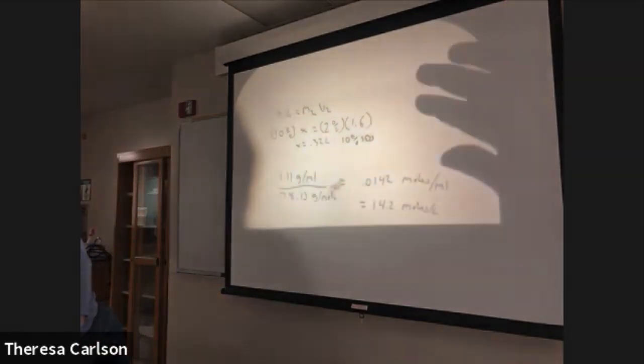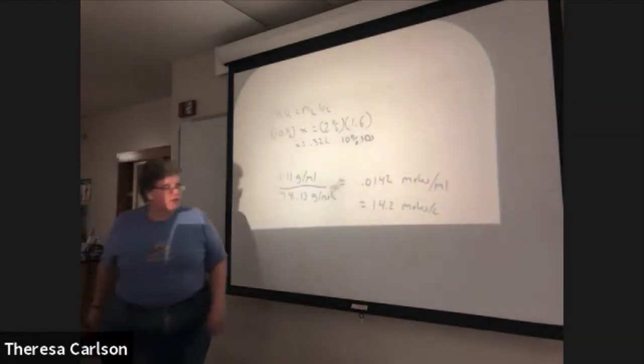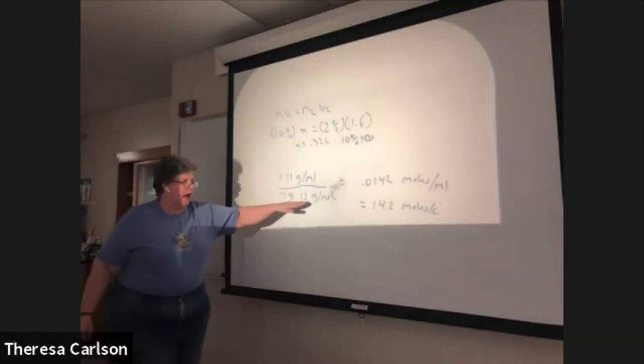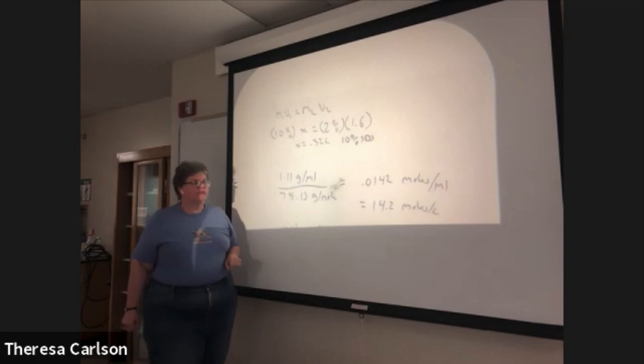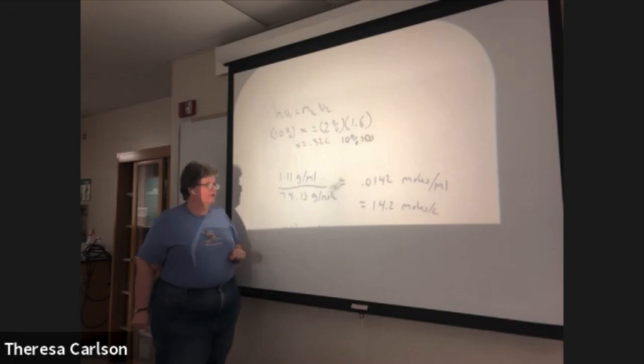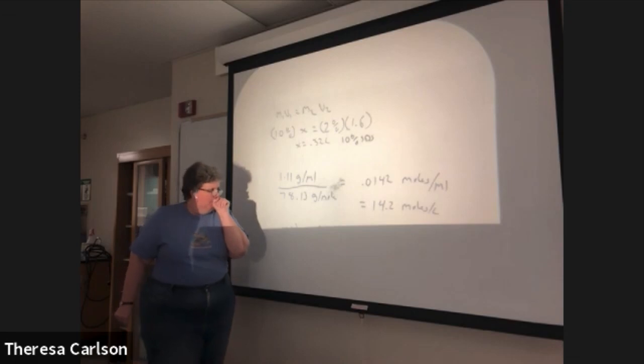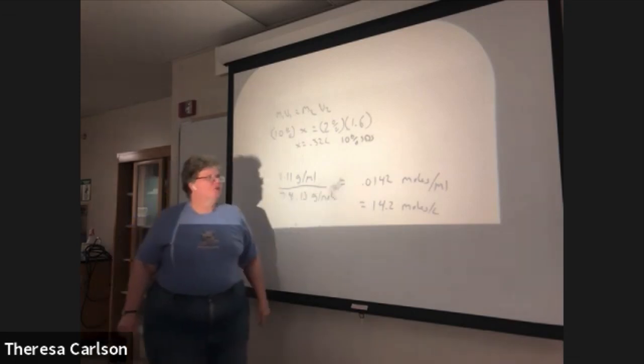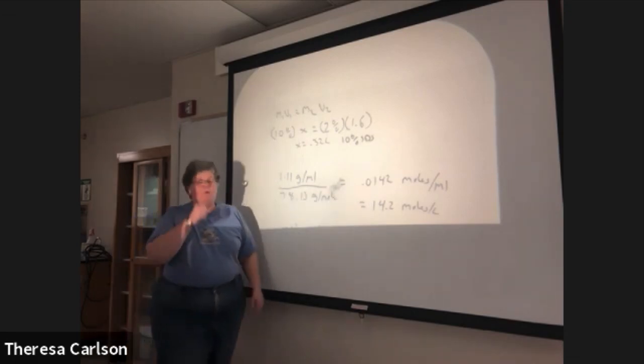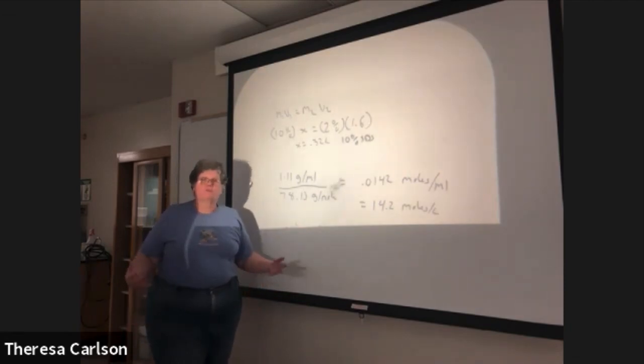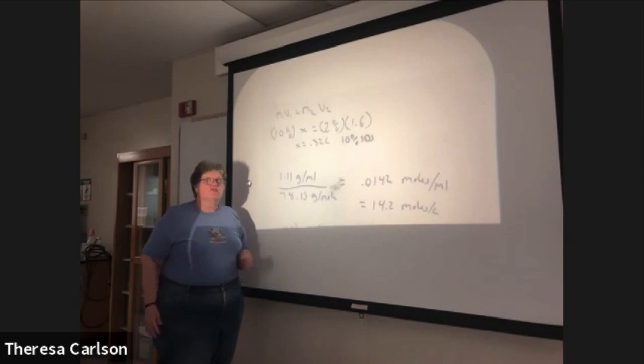So remember that I just told you that you can take the density and the molecular weight and use that to figure out the molarity of something. So the density was 1.11 grams per mil. The molecular weight was given as 78.13 grams per mole. So this is 0.0142 moles per mil, or when you convert it into liters, 14.2 moles per liter. Beta-mercaptoethanol is a 14.2 molar solution.